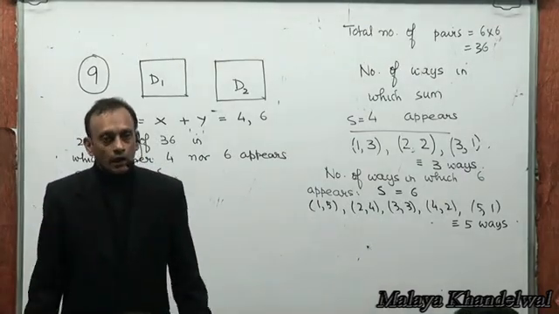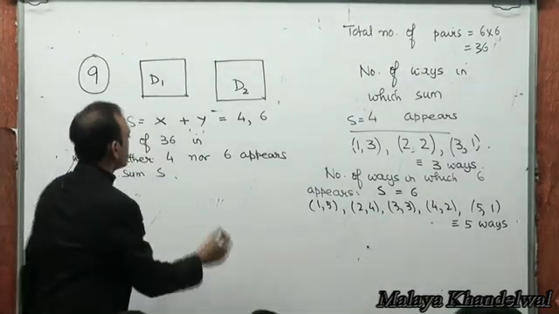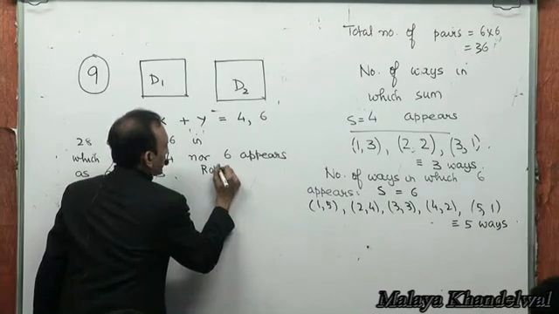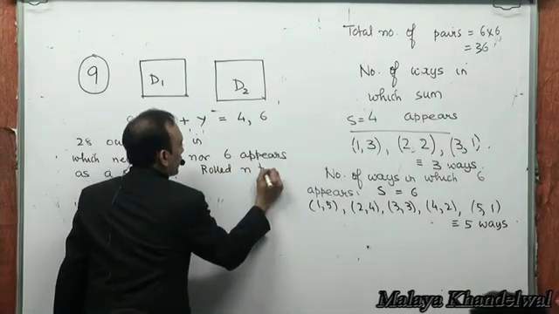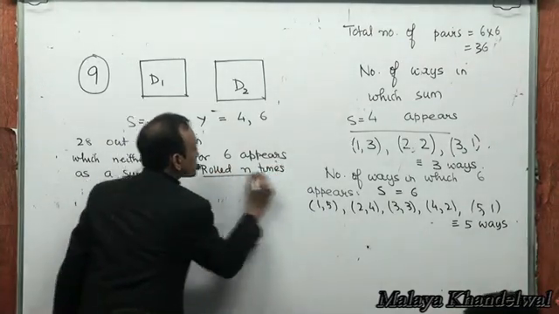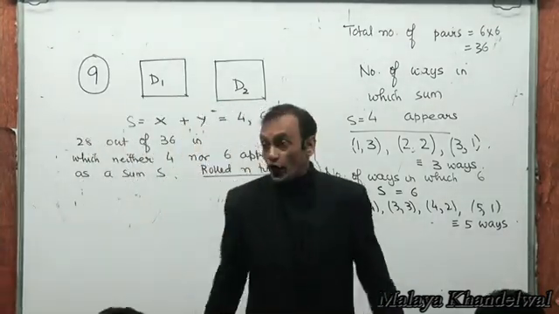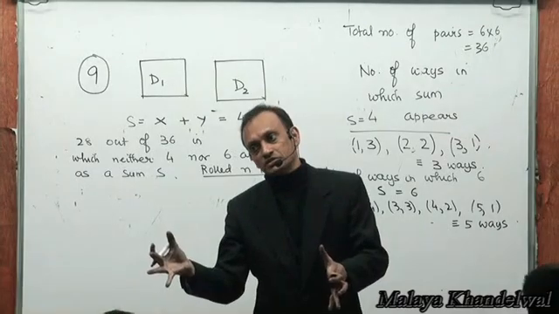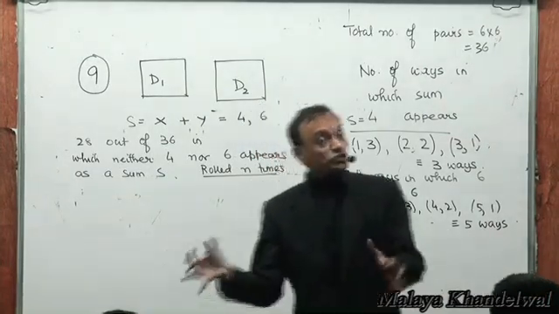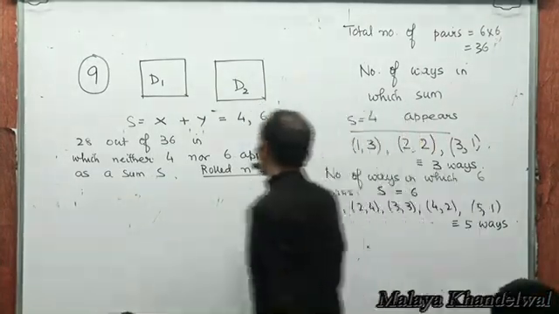Suppose I've rolled it n times. I've rolled the pair of dice n times. And in the nth trial, a sum 6 appears.